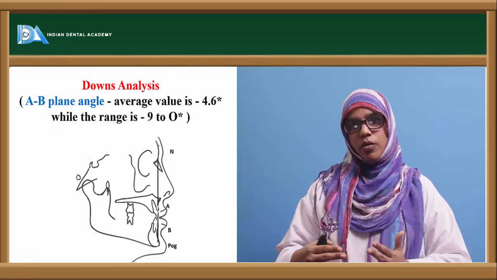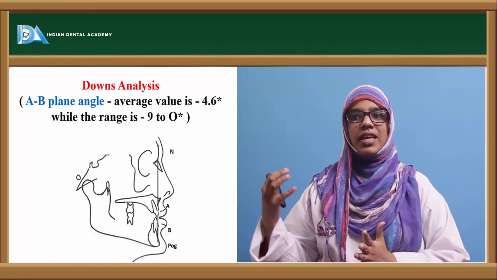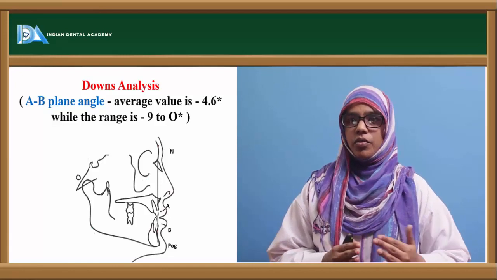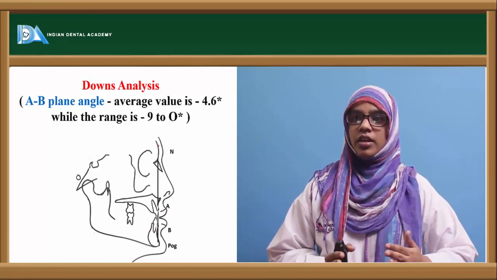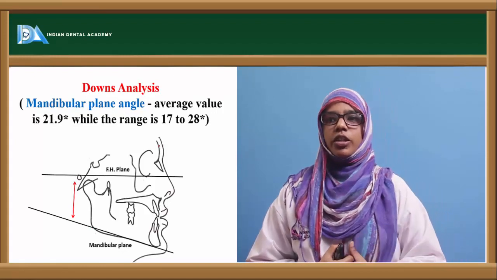If the angle becomes more positive, that means the maxilla is anterior. That is class 2 cases. And if it becomes more negative, it is more normal. That is more prognathic. Then we come to mandibular plane angle.